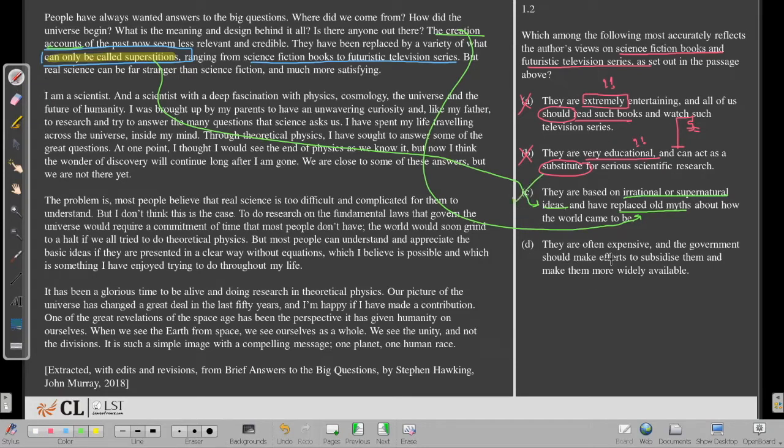D, they are often expensive, whereas nothing about expense is actually mentioned. This is very easy to eliminate. Answer choices A, B, and D are out. Very clearly, answer choice C is the right answer choice here.